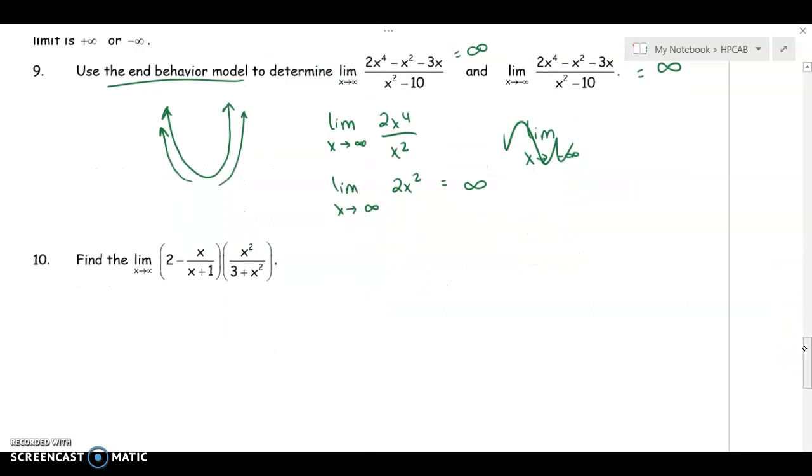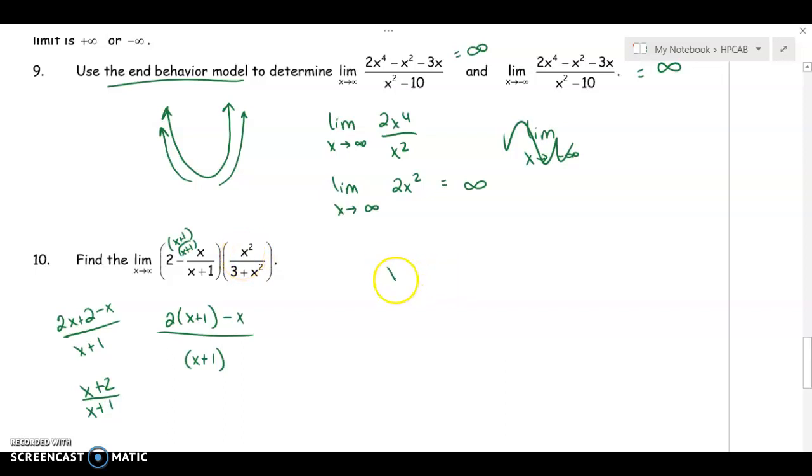Very simple. All right, for number 10, same idea. I'm going to combine like terms a little bit. The 2, I need an x plus 1, so I'm going to multiply by x plus 1 over x plus 1. So I get 2 times x plus 1 minus x all over x plus 1. Don't need the 2 in the bottom. When we combine like terms, we're going to get 2x plus 2 minus x all over x plus 1. We're going to get x plus 2 all over x plus 1.